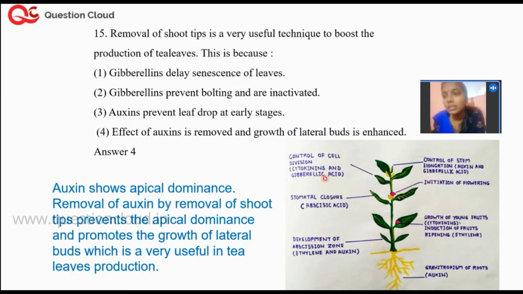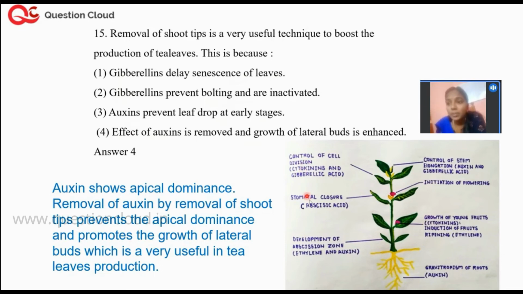Okay, so first one is control of cell division. Okay, so for plant cells to divide well, you require 2 important types of hormones. They are cytokinins and gibberellic acid. Okay, so please remember cytokinins and gibberellic acid are very, very important hormones for cell division. Even in the matching section, they frequently ask what is the function of gibberellic acid, what is the function of cytokinins, what is the function of abscisic acid. These are very, very important. Okay, so whenever you see the question on cell division, the 2 hormones are cytokinins and gibberellic acid.